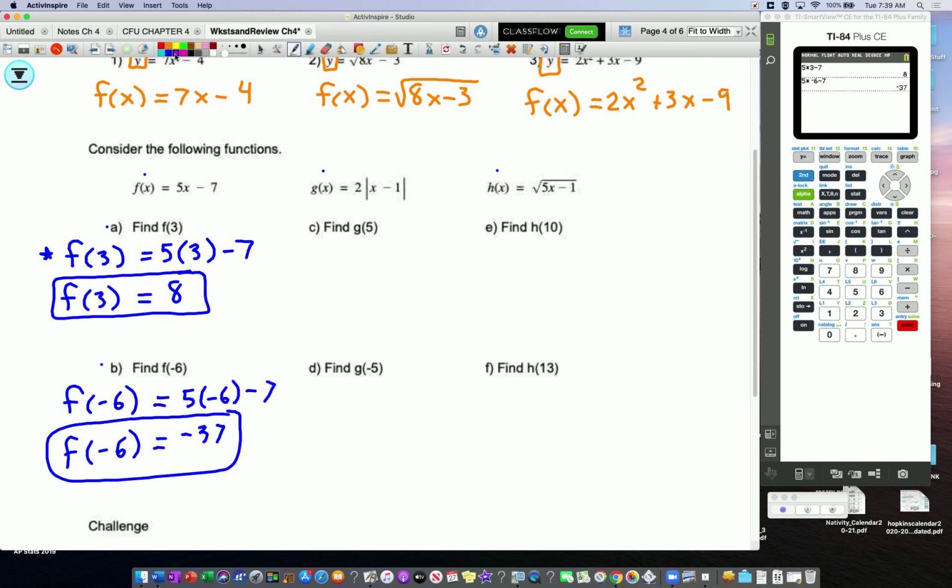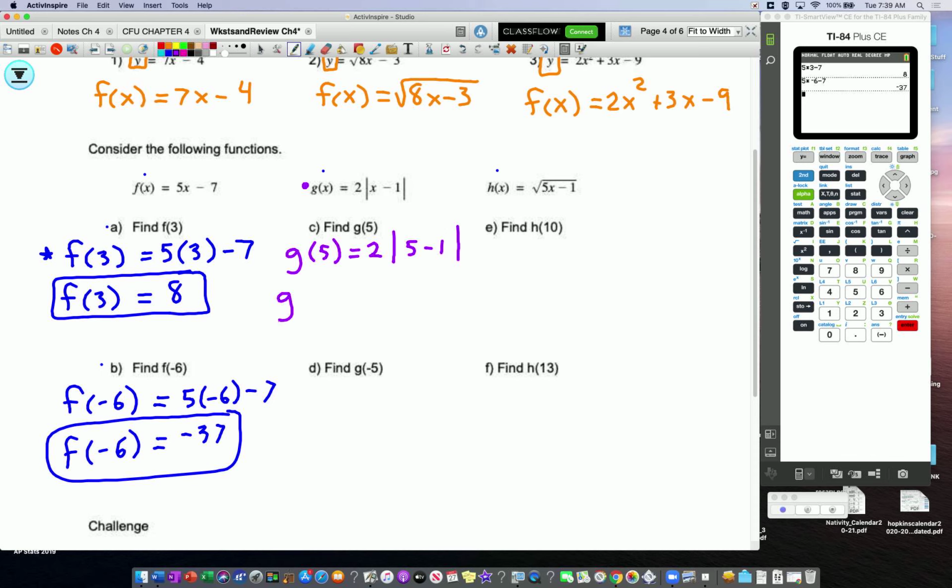All right, so next one goes with g of x. So actually the next two problems, C and D, deal with this absolute value function. We know that absolute value is distance from 0. Okay, so to do the first one, we're trying to find g of 5. So we're doing 2 times the absolute value, 5 minus 1.